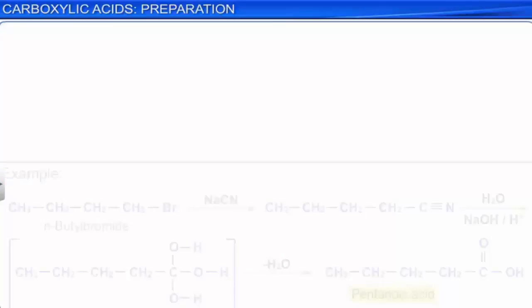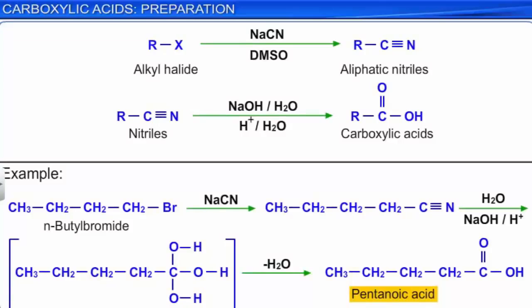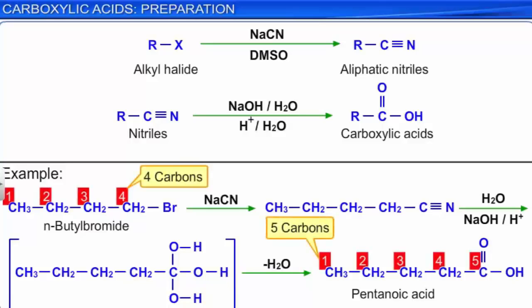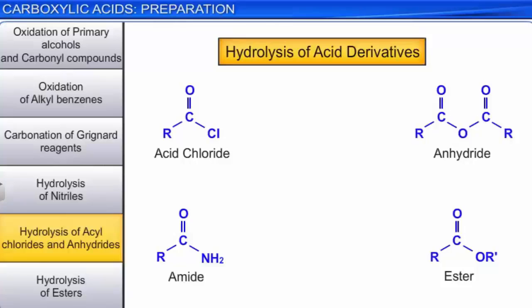The synthesis of pentanoic acid from N-butyl bromide shown here illustrates the complete method. Note that the acids produced from the alkyl halide also contain one carbon atom more than the original alkyl halide. The hydrolysis of acid derivatives such as amides, acid chlorides, anhydrides, and esters yields carboxylic acids.